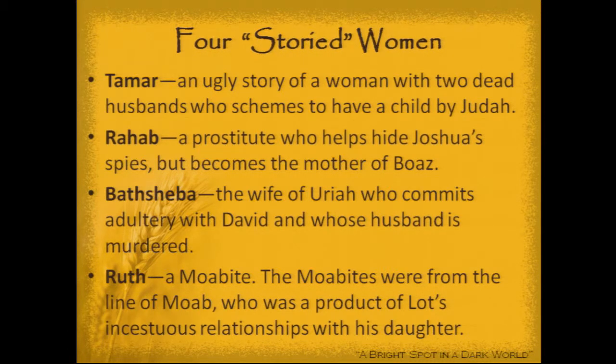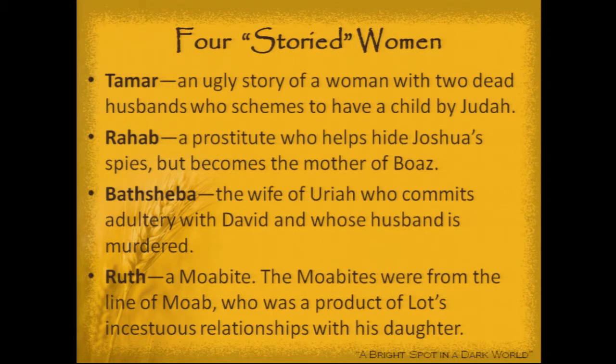It doesn't get much better when we come to Bathsheba. Remember, Bathsheba's the woman that David saw bathing. And he lusts over her, has an adulterous affair. It's Bathsheba they have a child by, and actually Bathsheba's husband Uriah is murdered. And then, of course, we get Ruth herself.